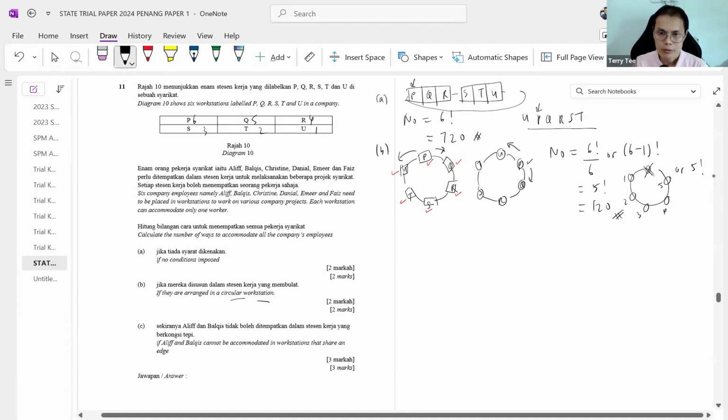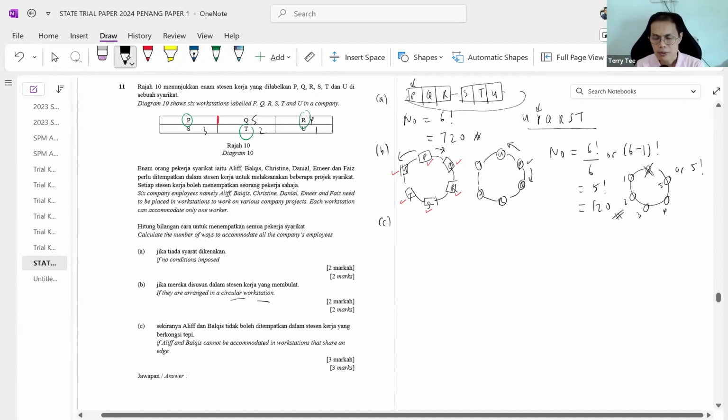Okay, part C is very interesting. Calculate the number of ways to accommodate them if Alif and Balkis cannot be accommodated in workstations that share an edge. When you say shares an edge, it means they cannot be next to each other like this, for example P and Q next to each other, or P and S next to each other. They cannot be seated opposite this way or side by side. So what is permissible? They can sit here and here, or here and another position here.